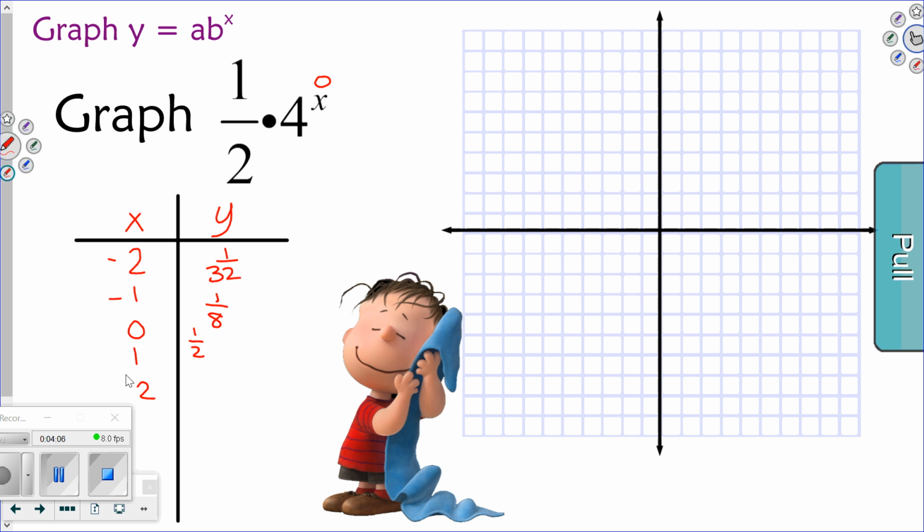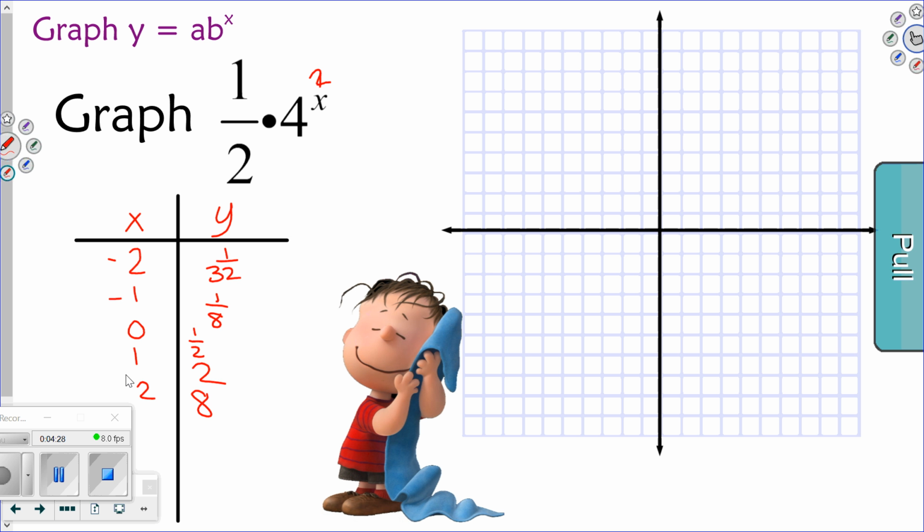All right, if I plug in a 1, 4 to the first is 4, and half of 4 is 2. If I plug in a 2, 4 squared is 16, and half of 16 is 8. Okay. We get away from the fractions. You guys do a little better.